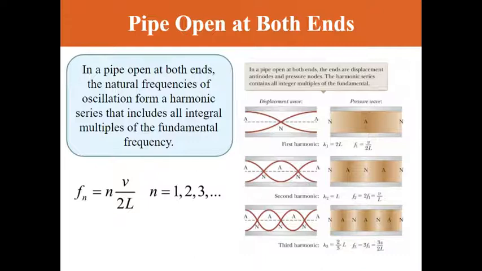And so the harmonic frequencies actually have the same formula as the harmonic frequencies for a string fixed on both ends, which is the harmonic number n times the speed, in this case the speed of sound, divided by 2 times the length of the pipe.